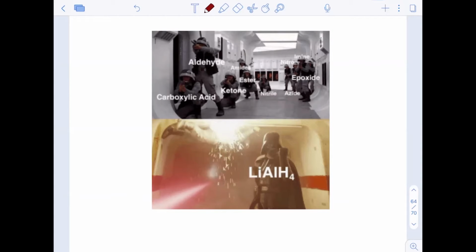So don't forget, no matter what we are looking at in terms of our carbonyl chemistry here, lithium aluminum hydride is very powerful with the force. It is a very strong reducing agent. So it will reduce carboxylic acids, aldehydes, ketones, esters, amides, nitriles. We have not gone into nitros or azides, or we saw epoxides last semester, but this meme is just classic.